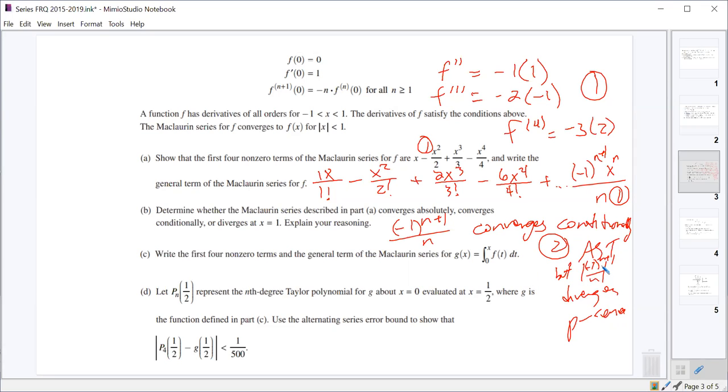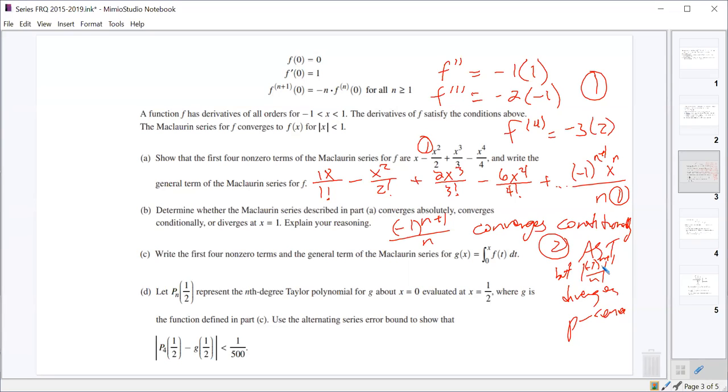My handwriting is bad, but that's negative. The absolute value of (-1)^(n+1) over n diverges by the p-series. Everybody good with that? Y'all hear it? People in the Zoom, y'all good with that? 5 points from parts A and B.